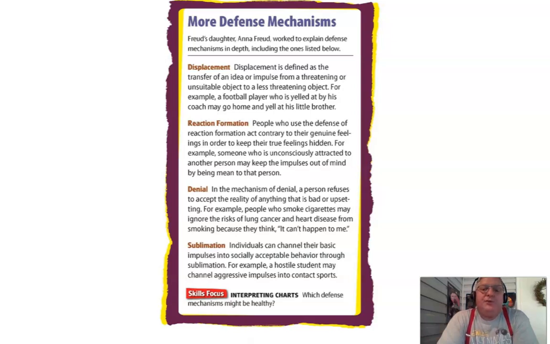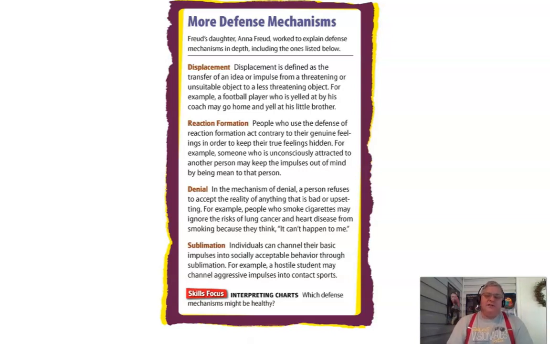Reaction formation. People use the defense of reaction formation to act contrary to their genuine feelings in order to keep their true feelings hidden. For example, someone who is unconsciously attracted to another person may keep the impulses out of their mind by being mean to that person. So this is like that little kids in school kind of idea where, he wouldn't pick on you if he didn't really like you, that kind of thing.